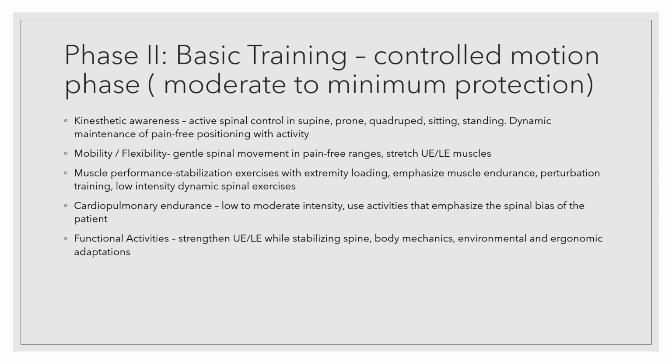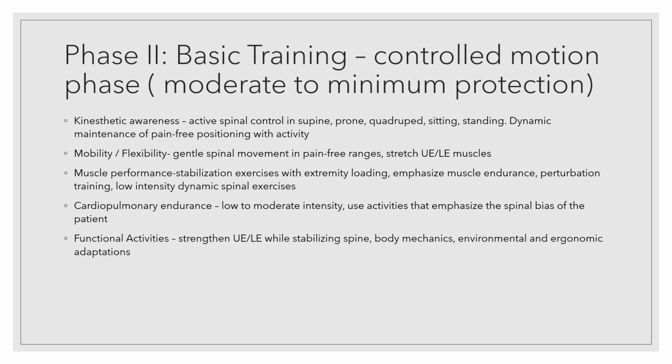As we progress to the moderate to minimum protection phase, our kinesthetic awareness is going to involve increasing the challenge to the spine. So we're going to have more active control of the spine, and we're going to progress through more challenging positions, moving from supine to prone to quadruped to sitting to standing, in increasing level of difficulty. We want to have the patient perform dynamic maintenance of pain-free positioning with activity. What that means is implementing upper and lower extremity motions while maintaining a neutral spine, moving the upper and lower extremities within a pain-free range of motion.